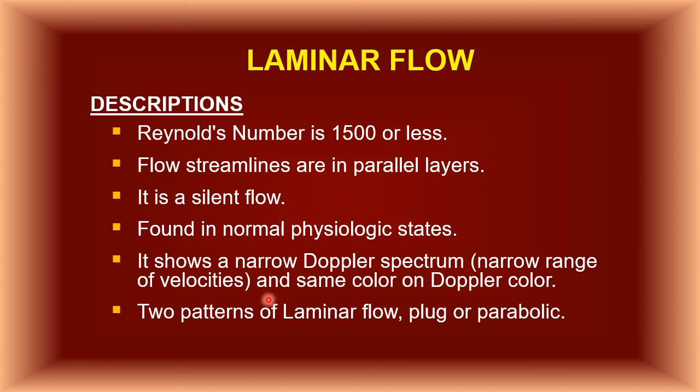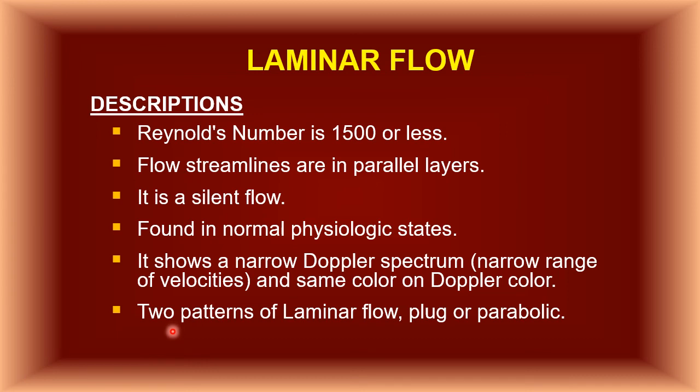If you come to the Doppler spectral waveform, it shows a narrow spectrum. So there is a clear window, there is a narrow range of velocities. The range of velocities is close, and if you apply color, you'll see that the color is not having any signs of turbulence, like no blue within the red or no red within the blue. It's with the same color, right?